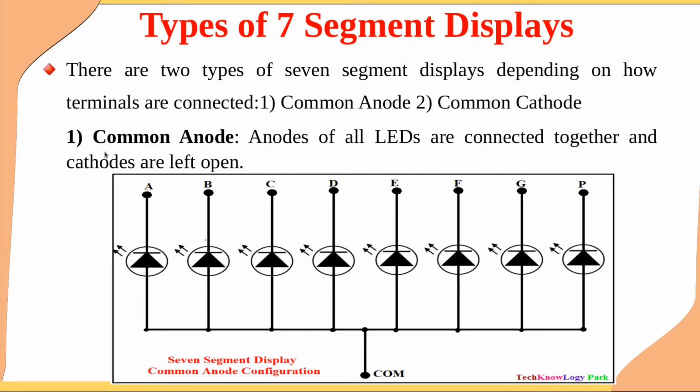Let us see the common anode 7 segment display. In this type of 7 segment display, anodes of all LEDs are connected together and cathodes are left open. As we know, dear students, if we want to glow a particular LED, the anode should be connected to the positive terminal of the battery and the cathode should be grounded. In case of a common anode 7 segment display, all the anodes will be connected to a common point. If I want to glow a particular LED, say for example segment C, C must be connected to ground.